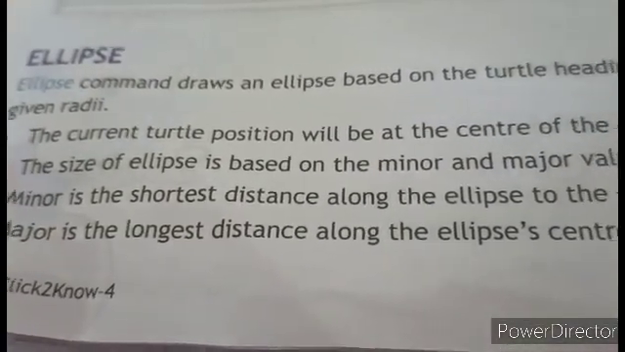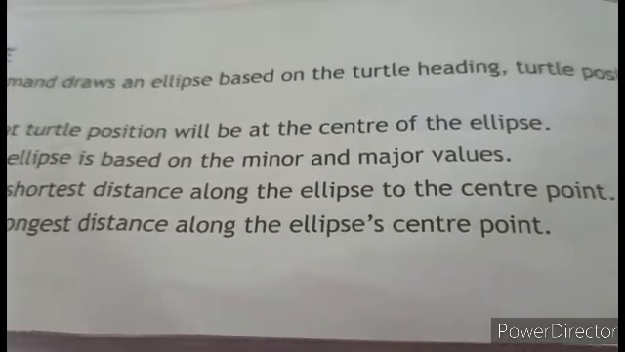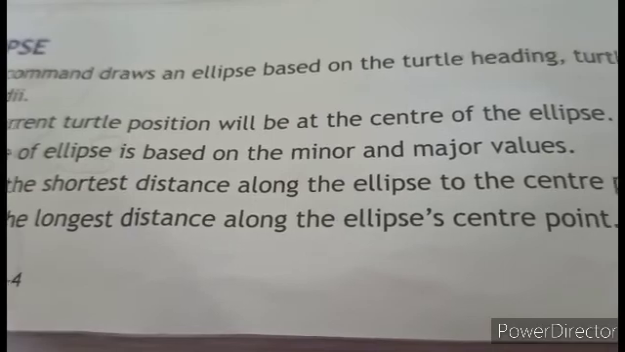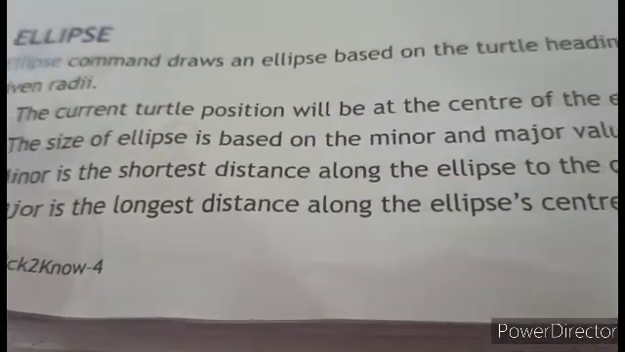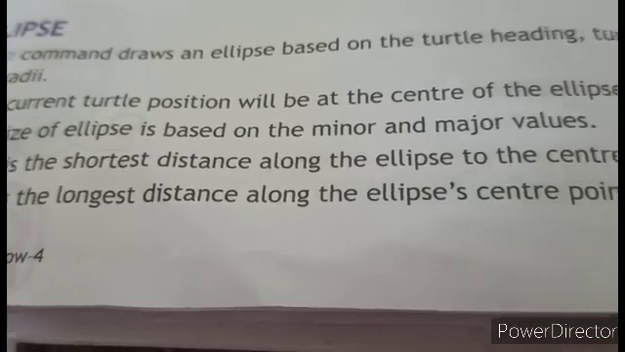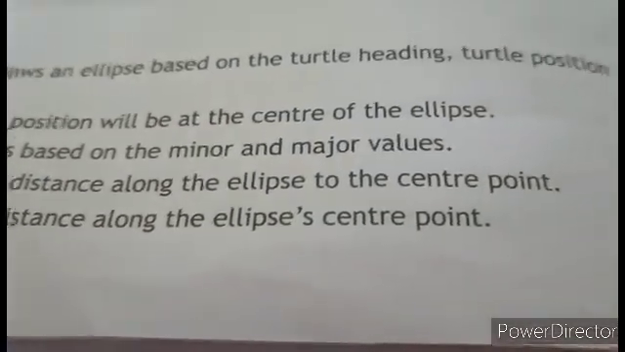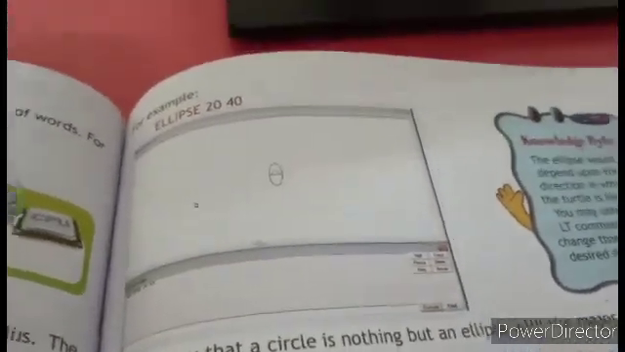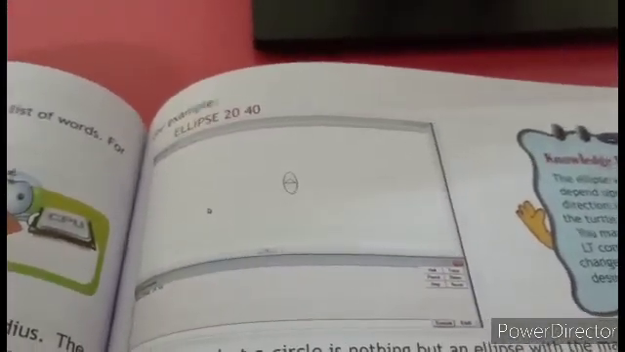The size of the ellipse is based on the minor and major values. Minor is the shortest distance along the ellipse to the center point. Major is the largest or longest distance along the ellipse to the center point. So let's see how it works. Now we work with the ellipse command.